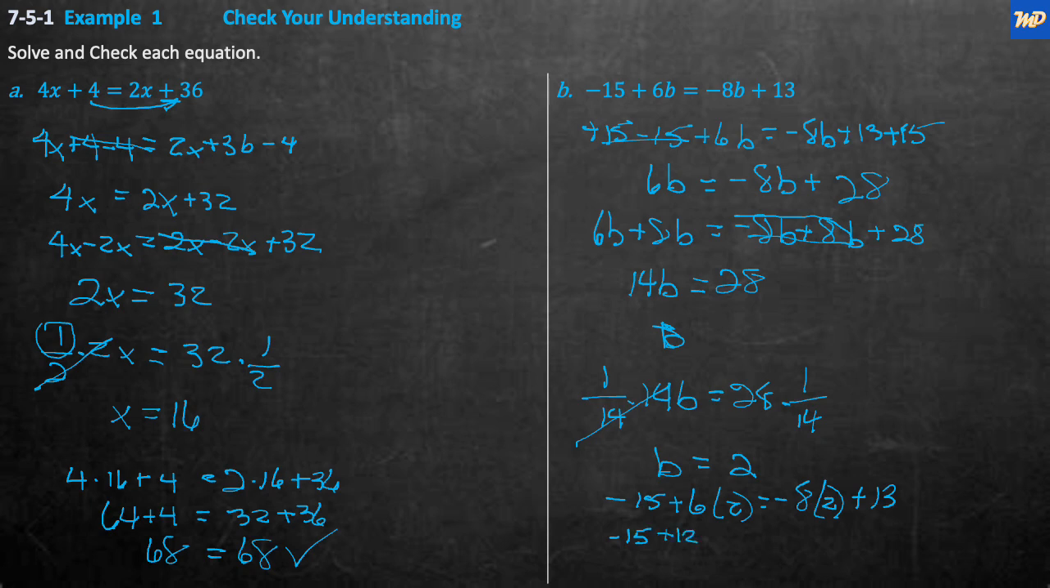plus 12 is equal to minus, here's the minus sign, minus 16 plus 13. So minus 15 plus 12 is minus 3, and minus 16 plus 13 is minus 3. So both sides check.